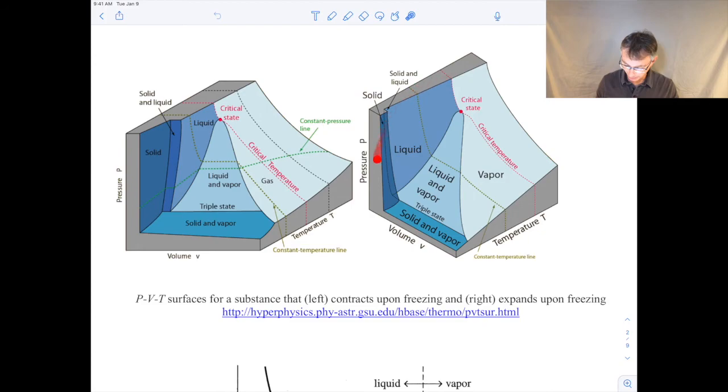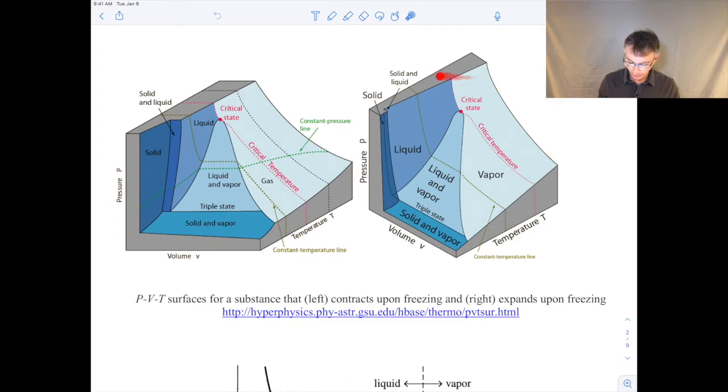You see the same kind of behavior on this plot to the right, all the same features and such. The only thing that's different is the slope of this solid liquid line here. You see it's going into the picture here. Here it's coming out of the picture. So that's the difference between a substance that contracts upon freezing versus one that expands upon freezing.